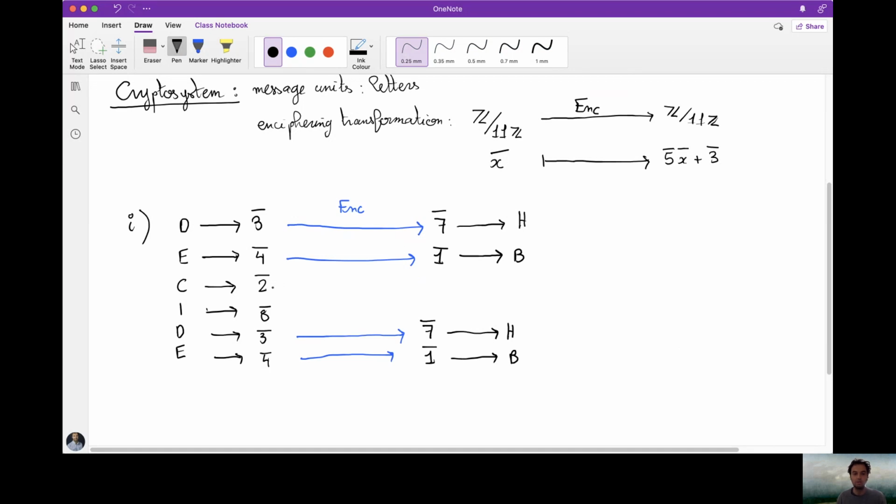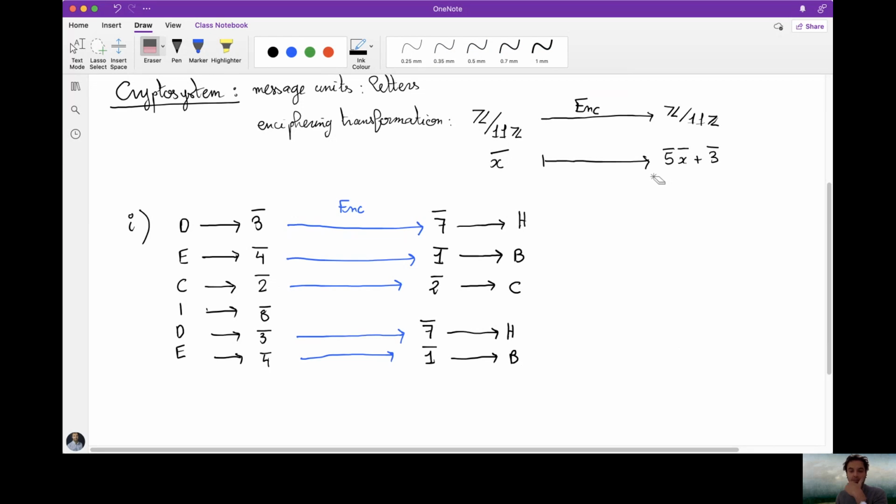And now there are only 2 letters left to do. So letter C is 2, 5 times 2, 10, plus 3, 13, modulus 11 is 2. So we see that letter C remains unchanged. When we cipher it, it becomes C again. And finally, the 8 here.